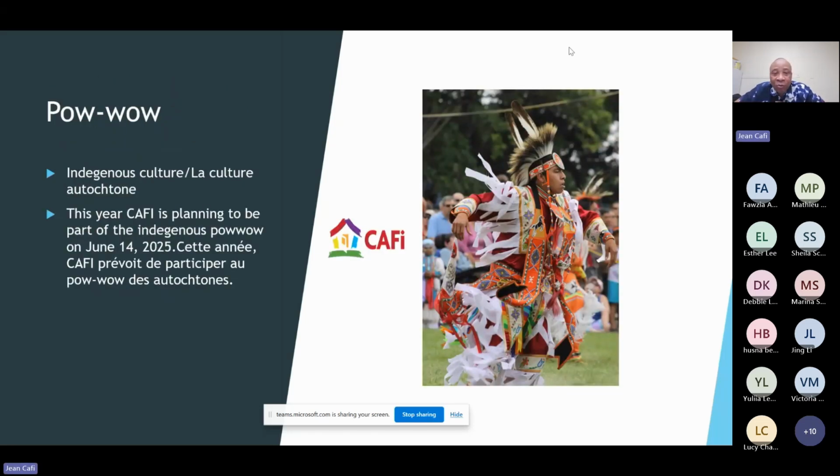Also, another thing we would like to do is the indigenous culture. This year CAFi is planning to be part of the indigenous powwow. It's going to be on June 14, 2025. I'm working on that actually, because I know it's really important. We are here as newcomers, so we need to know the indigenous culture and other cultures as well. So we are working on that. And if you need information, or if you know any information, you can share that with me, if you don't mind.